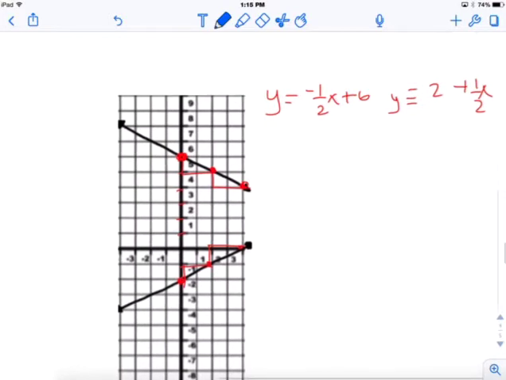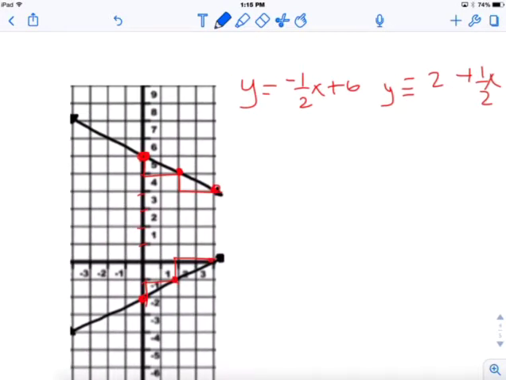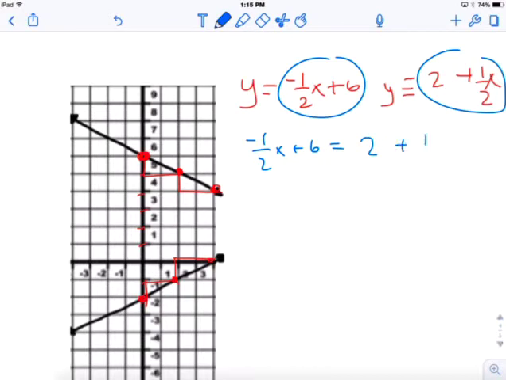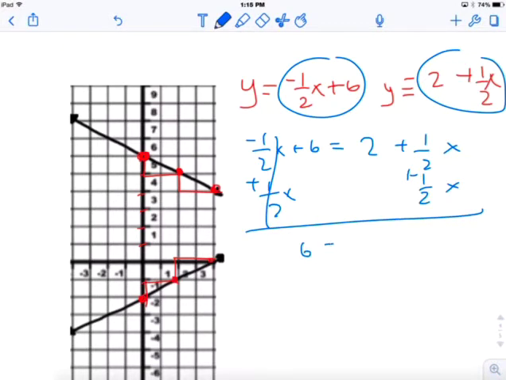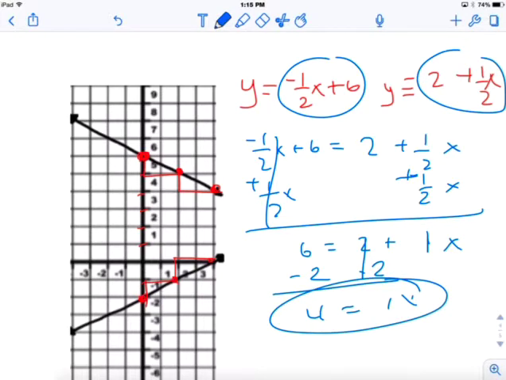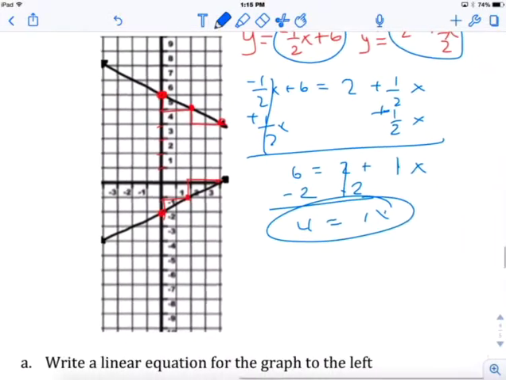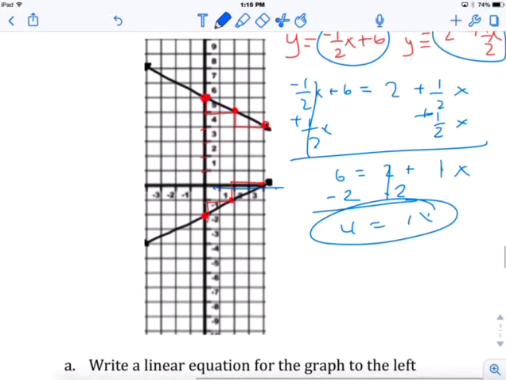Okay, to find where they meet without graphing, you can use substitution. That means take this equal to this, right? Negative 1/2 x plus 6 equals 2 plus 1/2 x. Add 1/2 x. 6 equals 2 plus 1/2 plus 1/2 is 1 whole. Minus 2, minus 2. 4 is your answer. Well, 4 and what? X is 4, and what would be this number here?